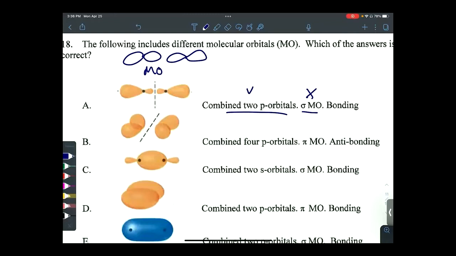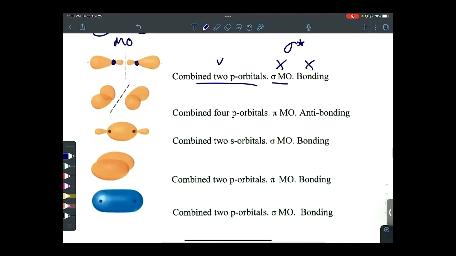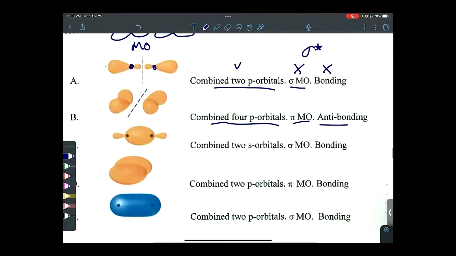So that part is true, but the sigma and the bonding are not true. It really should be sigma star. You see that? Because the bonding is away from the atoms. These black dots, those are the atoms themselves. All right, here is another type of orbital. I won't tell you what it is, but it's the combination of four p orbitals. It is pi bonding, it's a pi MO, and it's anti-bonding.